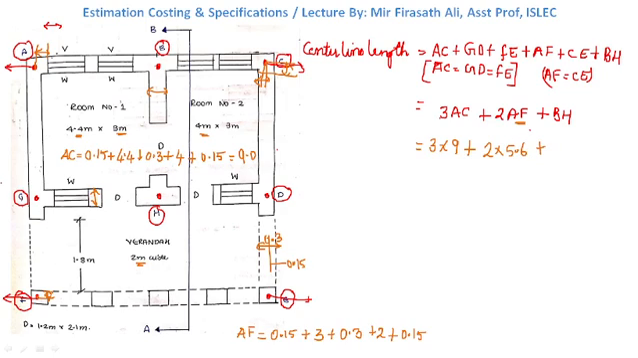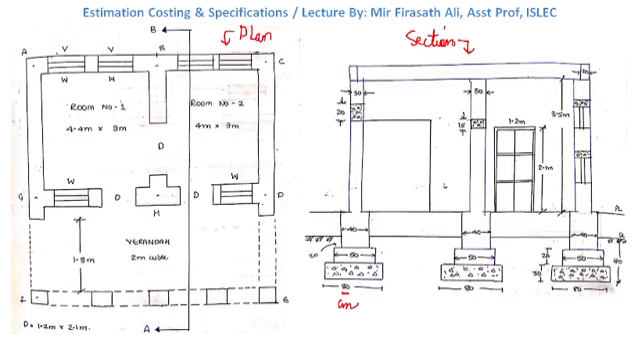What is the value of BH? Look over here, 0.15. Write it over here. BH is equal to 0.15 plus, this distance from the wall is 0.15, plus 3. Okay, how much?